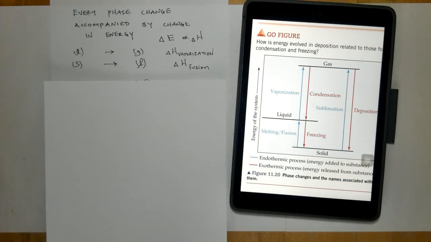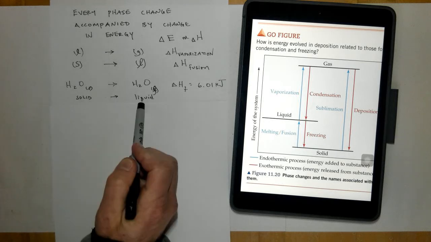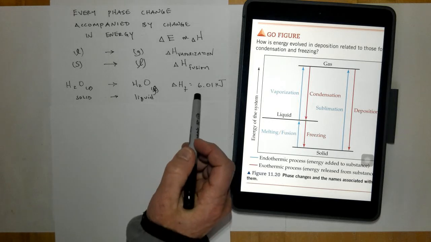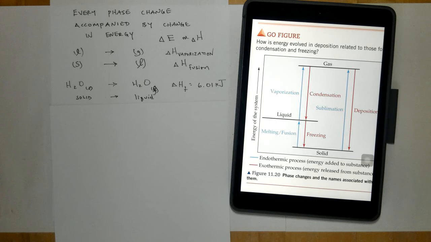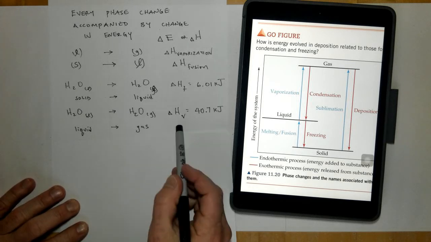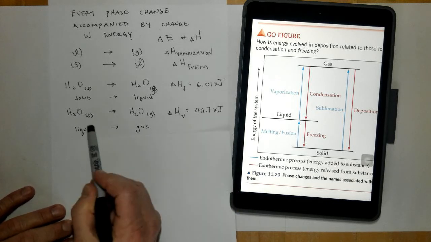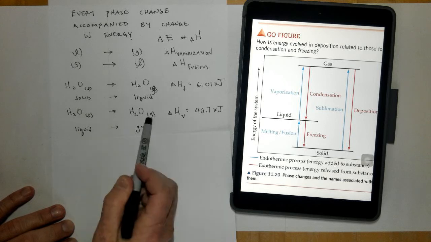And there's an amount of energy associated with it based on what the substance is. So for example, from solid to liquid water, it takes an amount of energy of 6.01 kilojoules to move 1 mole of solid water to liquid water. For a change from liquid to gas, vaporization, it takes an enthalpy of vaporization of 40.7 kilojoules per mole of water moving from liquid to gas.